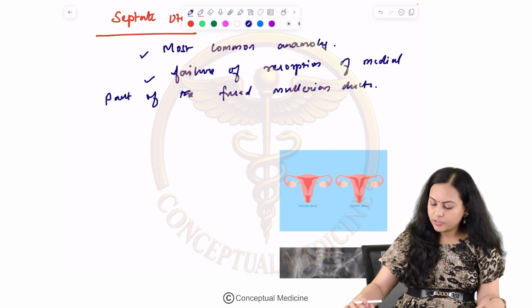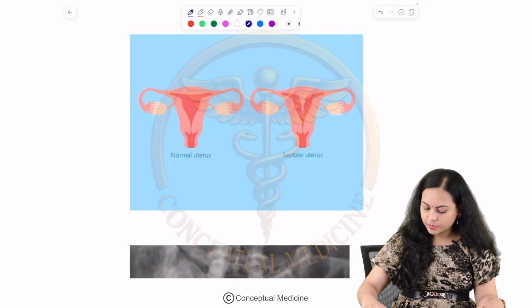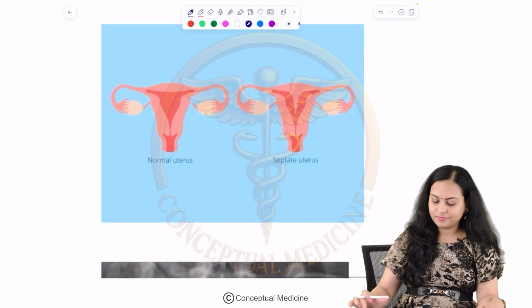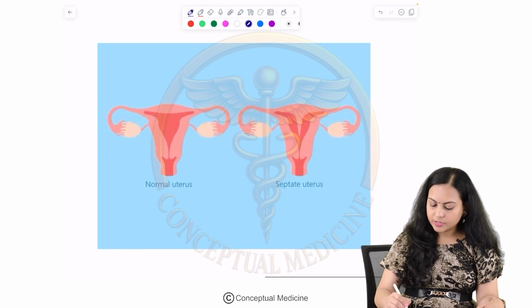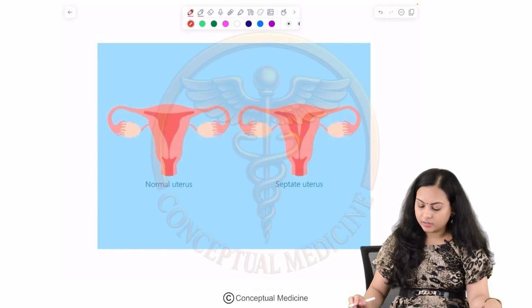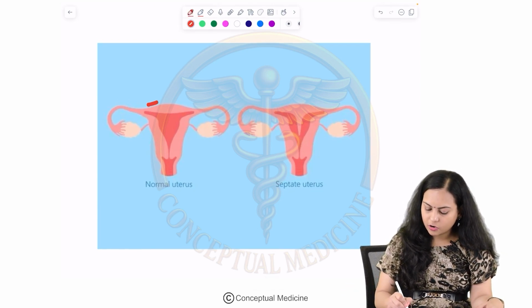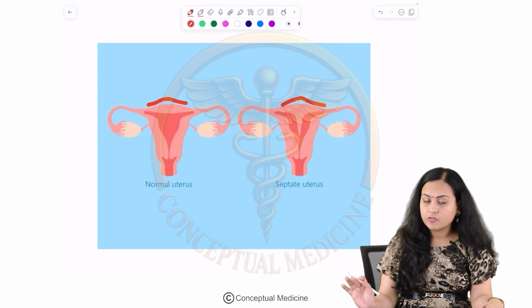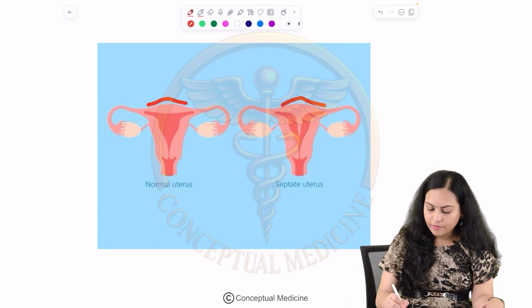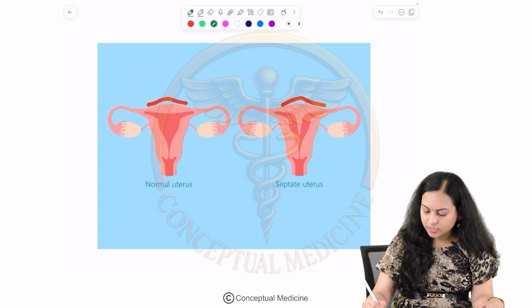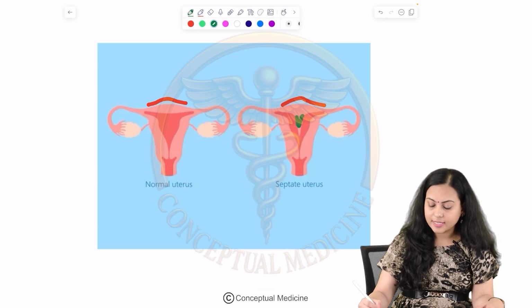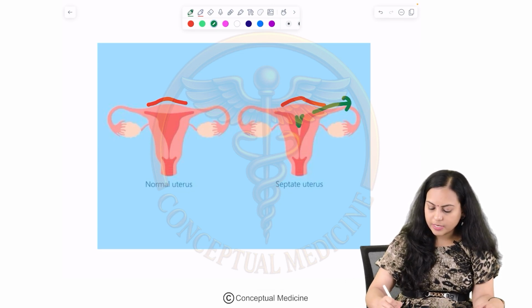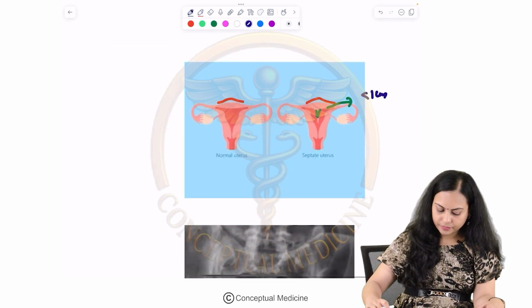So, this is a differentiating picture to show the difference between normal and septate uterus. In this picture, we will be able to see the difference between a normal uterus and a septate uterus. The external contour in a normal uterus and a septate uterus is going to be the same. Whereas there is an invagination when you see it inside, but this invagination will be less than 1 centimeter, right?